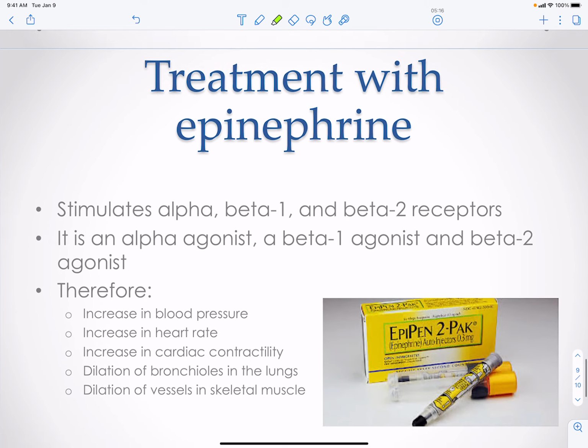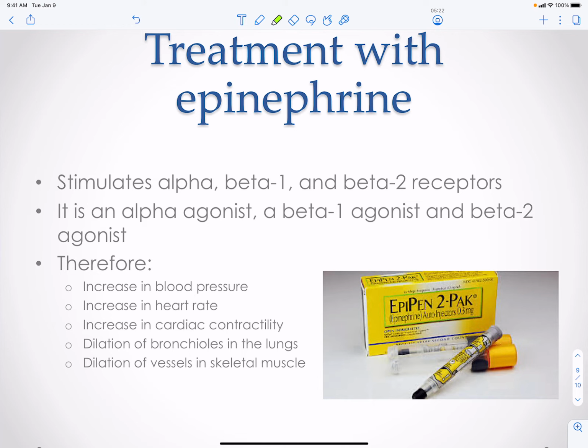Now treatment. When you have epinephrine, for example, if you have a severe allergic response, you're going to stimulate your alpha, beta 1, and beta 2 receptors. So it is an agonist for these receptors. And this is all going to lead to an increase in blood pressure, an increase in heart rate, and cardiac contractility increases. You're going to have dilation of the bronchioles in the lungs and dilation of your vessels in the skeletal muscles. So what happens with histamine in an allergic response is it's going to cause things to shut down and close, and epinephrine is going to counter that by stimulating these receptors and having things open up.